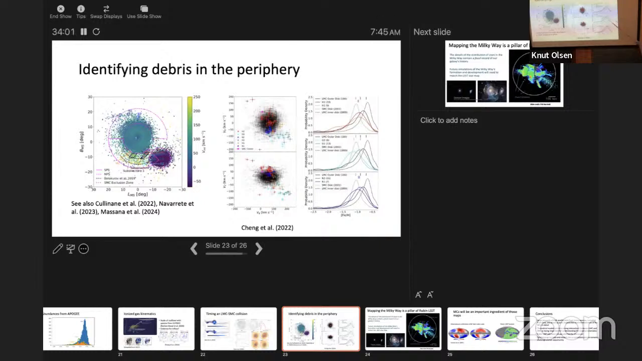We also looked at metallicities of this stuff to try to determine the origin. Some of it looks more LMC-like, some is more SMC-like. It's quite complicated, I think, piecing together the origin of this debris. But this is still fruitful ground for research.